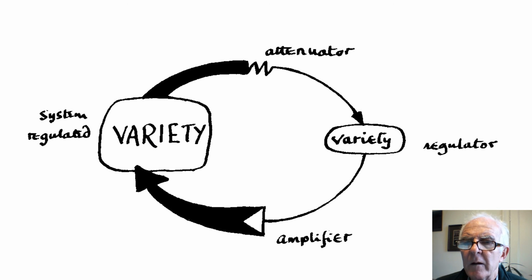So they invariably don't match. So what we've got to do is we have 2 options. We can either attenuate or filter the number of variables in one system, or we can amplify the number of variables in the other system to make sure there's matching between the 2 systems.